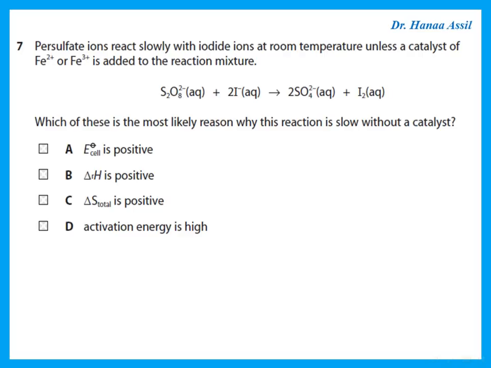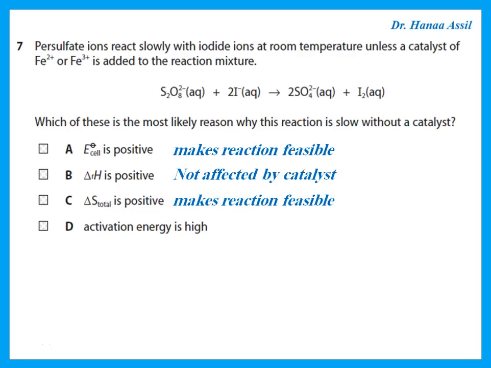Well, that wouldn't be the answer because if the E cell is positive, anyway, the reaction would be fast without a catalyst. Delta H is positive. Well, that also is not affected by presence or absence of the catalyst. Delta S total is positive. If the delta S total is positive, the reaction would be fast on its own without a catalyst. But if the activation energy is high, that is when we need a catalyst. That is when it will be slow without a catalyst. And when I add a catalyst, we said a catalyst lowers the activation energy, so my reaction would be fast. Okay?